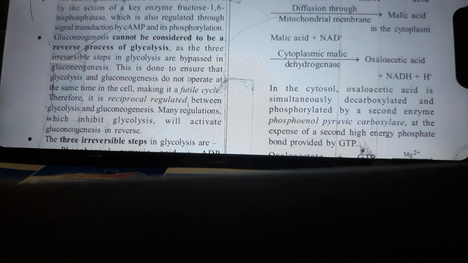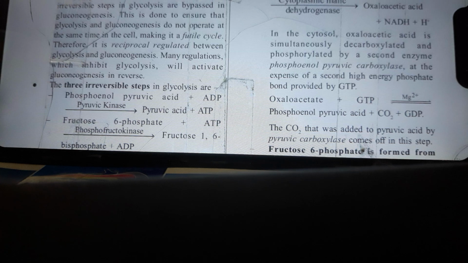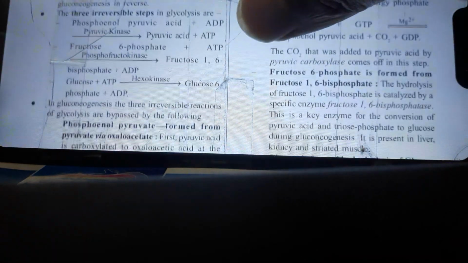Alright, now gluconeogenesis cannot be considered a reverse process of glycolysis, as the 3 irreversible steps in glycolysis are bypassed in gluconeogenesis. This is done to ensure that glycolysis and gluconeogenesis do not operate at the same time in the cell, making it a futile cycle. Therefore, there is reciprocal regulation between glycolysis and gluconeogenesis. Many regulations which inhibit glycolysis will activate gluconeogenesis, and vice versa.